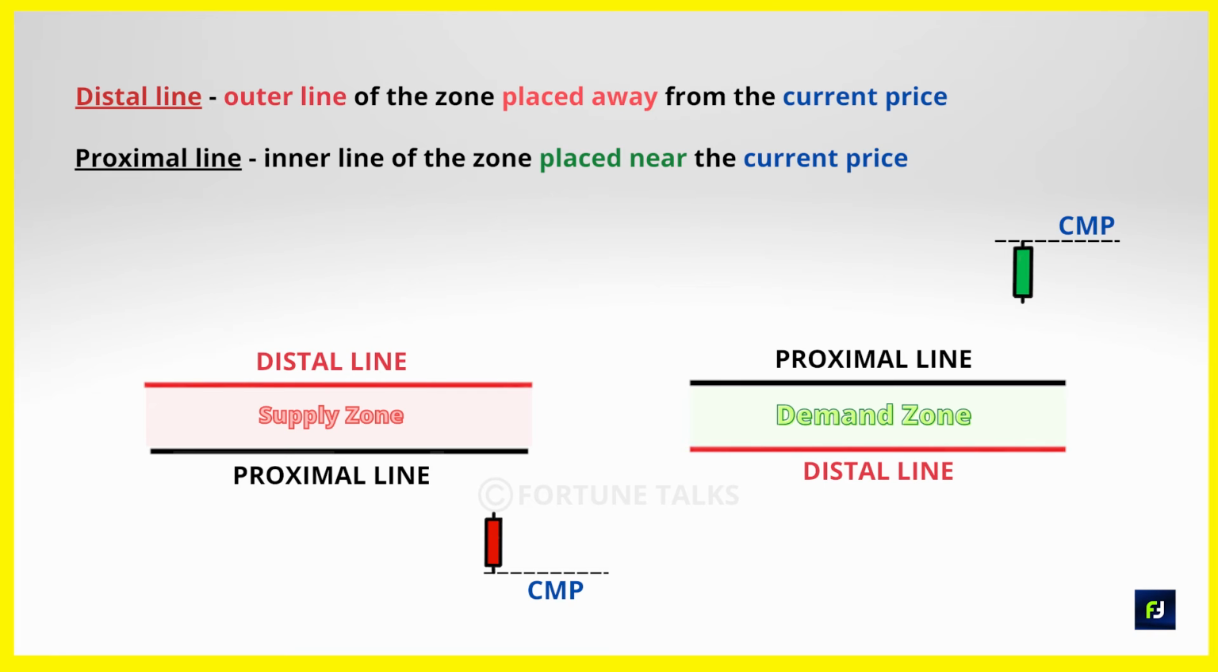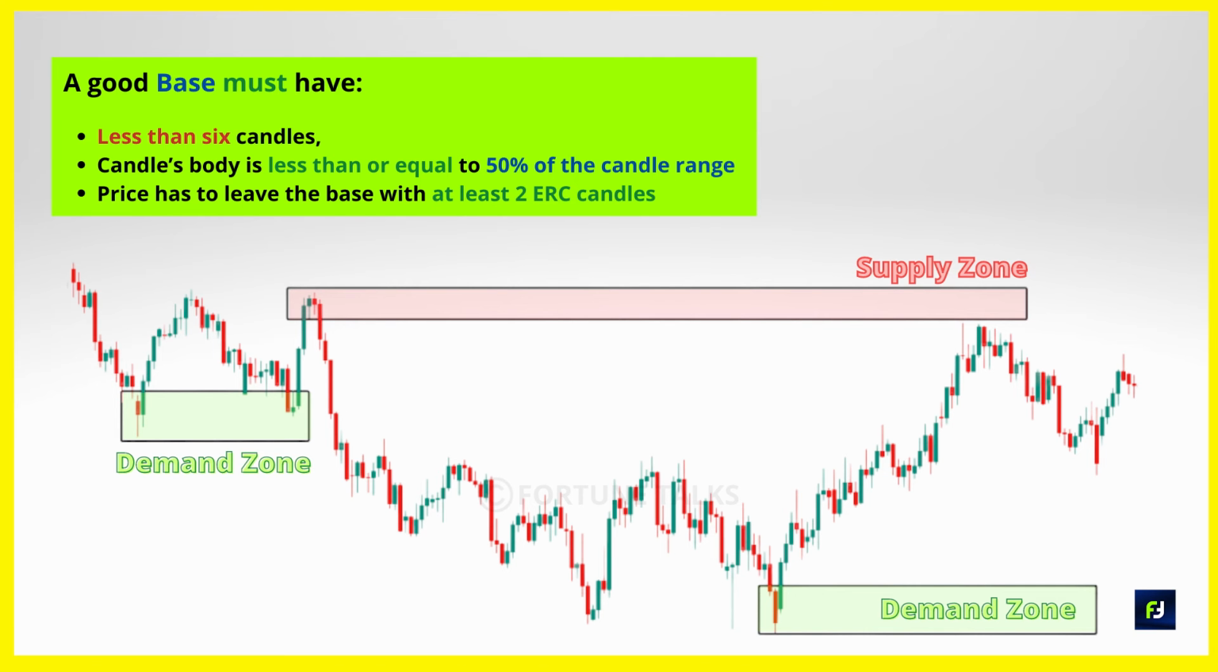Now let me talk about a few things that you should keep in mind when drawing the supply and demand zones. The first and foremost thing is that you should have an idea about the structure of the base. The base must actually have less than 6 candles, and the candle's body should be less than or equal to 50% of the candle's total range. And the price leaving the base should have at least 2 extended range candles.